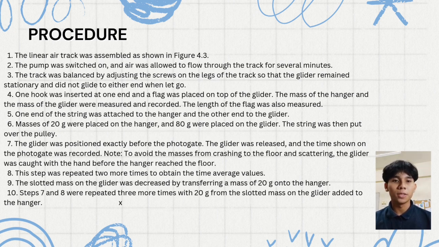For safety, please make sure to avoid the masses from crashing to the floor and scattering. Catch the glider with the hand before the hanger reaches the floor. This step was repeated 2 more times to obtain the average time value. The stored mass on the glider was decreased by transferring a mass of 20 gram onto the hanger. And the last step is to repeat steps 7 and 8 three more times, with 20 grams from the stored mass on the glider added to the hanger each time.